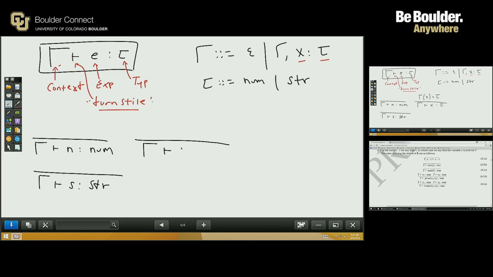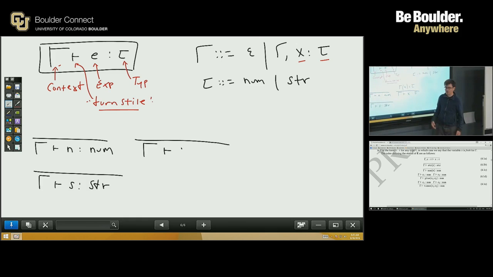Sometimes people pronounce turnstile as "under," like I just did. So I said x has type tau under gamma. You can also say it the other way around: under gamma, x has type tau. Does that make sense intuitively?